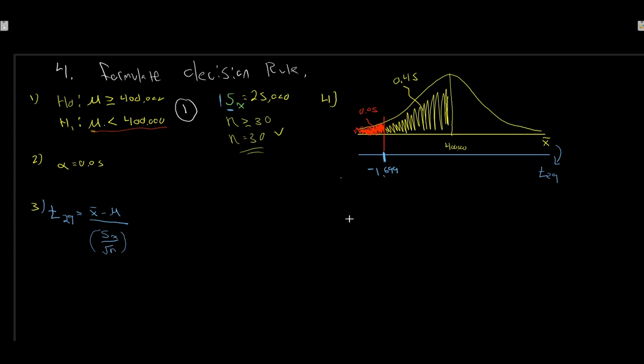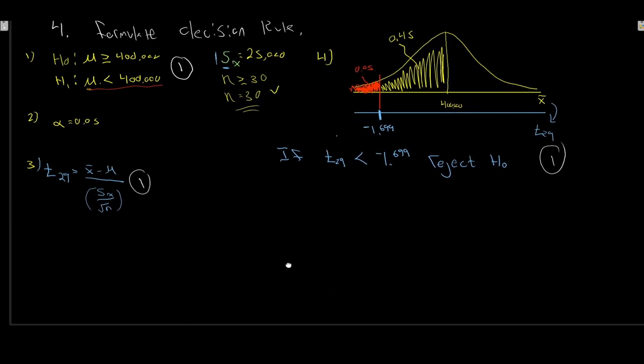Step 4, though, we'd want to finish. We would want to explicitly state our decision rule. So in this case, our decision rule would be: if the T29 that I calculate is smaller than negative 1.699, I would reject my null. Okay, so that's step 4. So far, that'd be 3 out of our 5 marks.